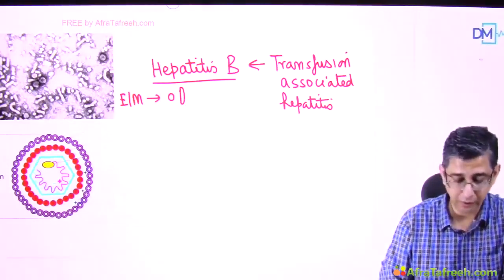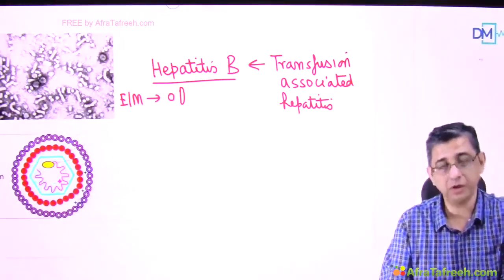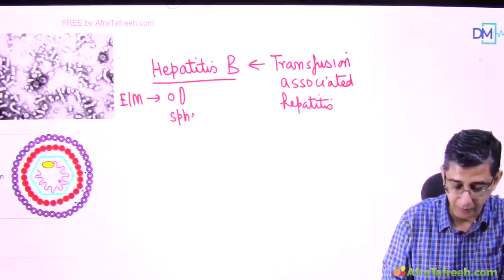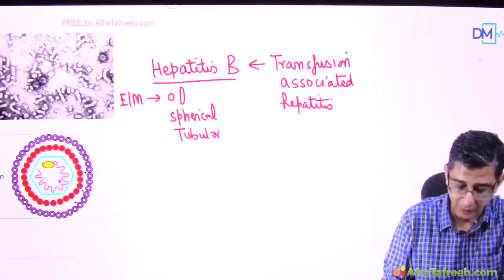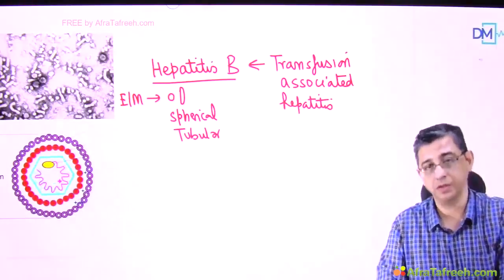So if you are going to get a virus like hepatitis A or C, it will always be in spherical format. But here you can see two forms. One is the spherical and second is the tubular form. And therefore, this electron microscopy will help in confirmation or diagnosis that this is hepatitis B that is being visualized.